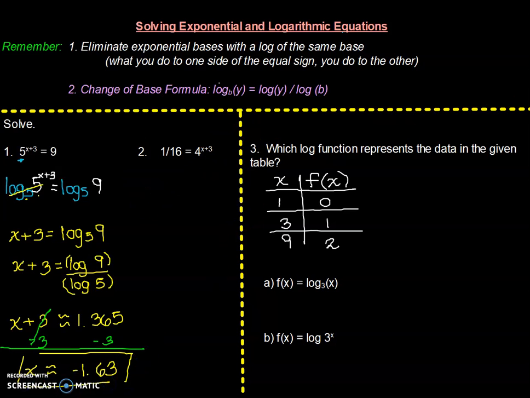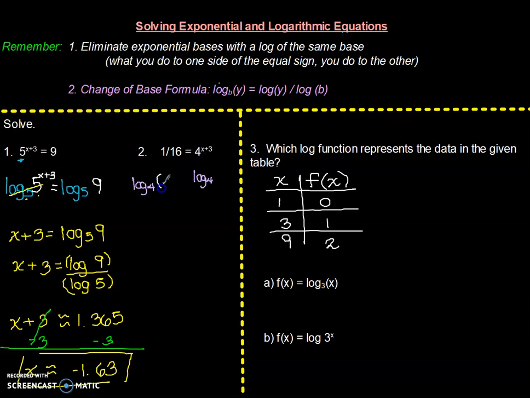So for number 2, same deal. We can't actually move this log base of 4, and it doesn't matter if it's on the right side or left side. If it makes you feel better, it's an equal sign. You can write this on the left side and write the 1/16 on the right side. Just switch it up. But to get rid of this exponential base, I'm going to give it a log base of 4. And again, whatever I do to one side, I do to the other. Everything else I'm going to bring down.